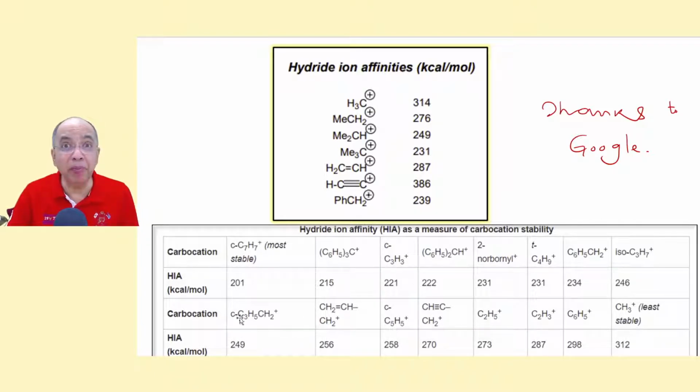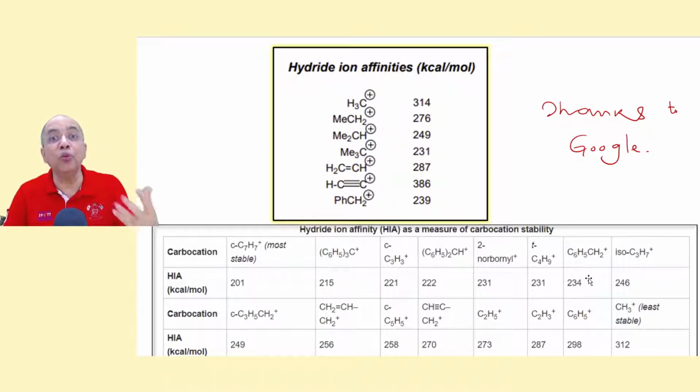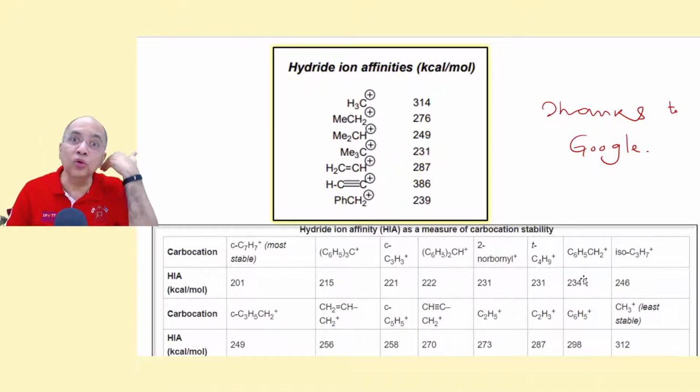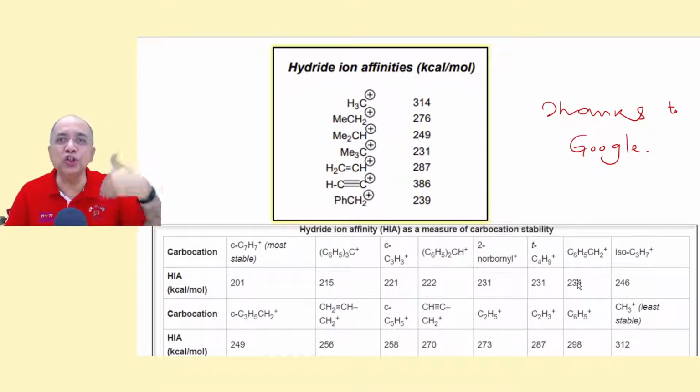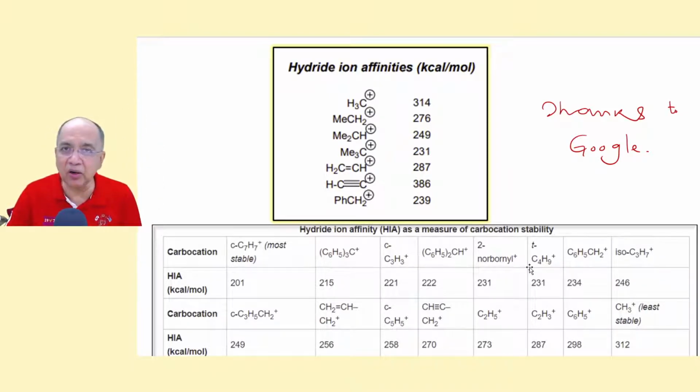Then this is cyclopropyl methyl, bent bond resonance, which is less stable than isopropyl but convincingly more stable than allyl. Not because benzyl has resonance stability and tert-butyl has hyperconjugation stability, so resonance is more dominating than hyperconjugation. So without any supporting evidence, you presume that benzyl is more stable than tert-butyl. It is a nuisance.